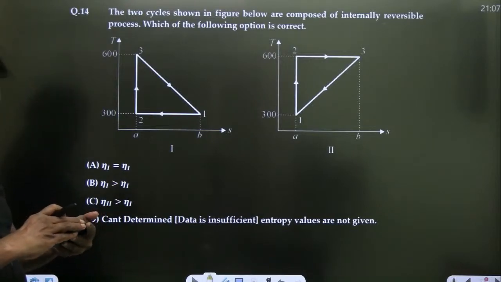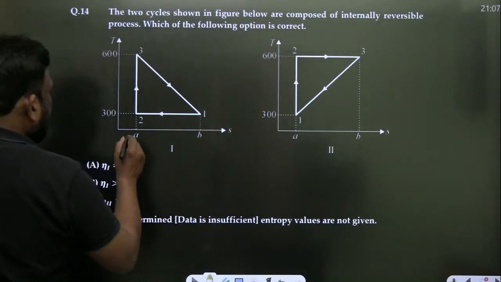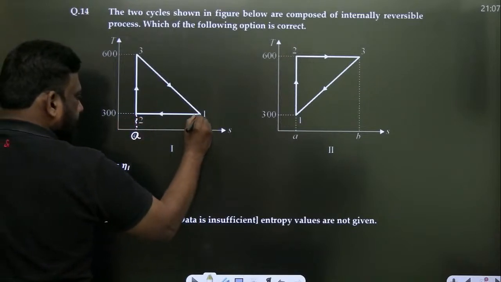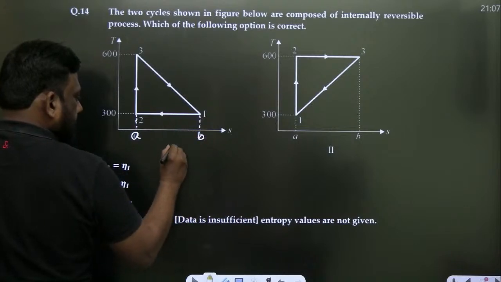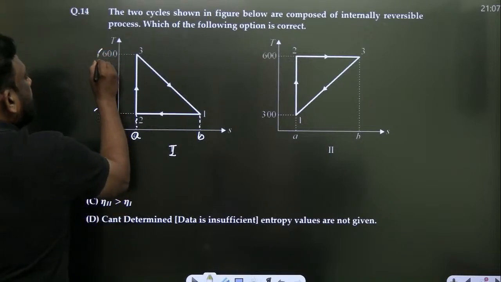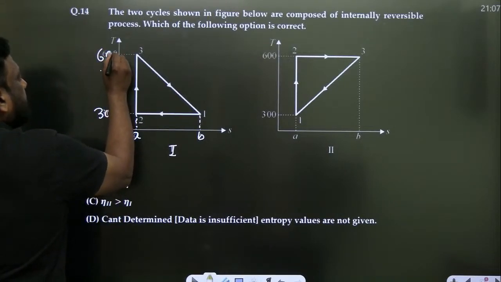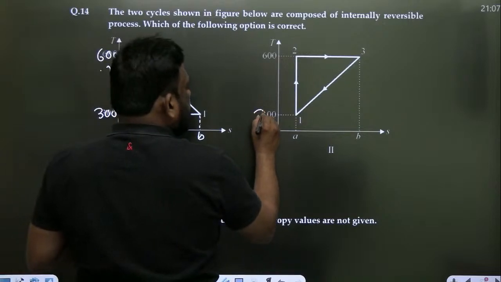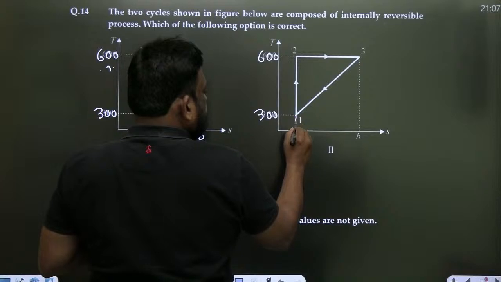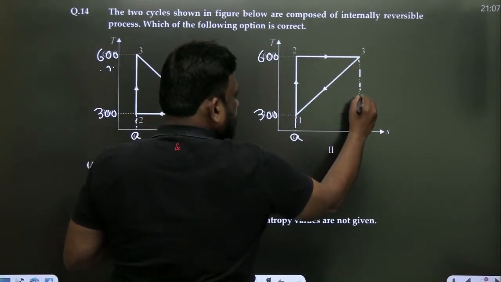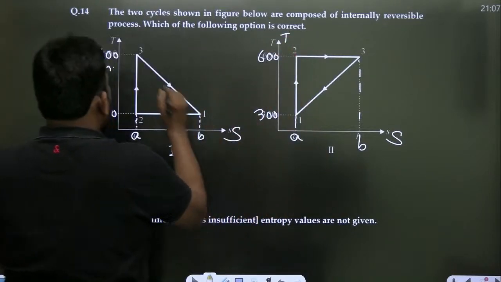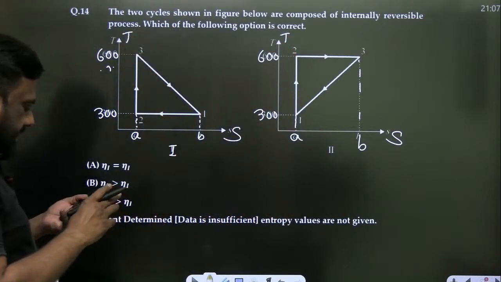दिख रहा है सर? Can you see the question? मैं बताता हूं, मैं थोड़ा हाईलाइट करता हूं सर. This is A, this is B, this is cycle 1, this temperature is 300 and this temperature is 600, this is 600, this is 300, this is 600 and this is A and this is B. It is entropy and this is temperature, this is entropy and this temperature. He is asking efficiency. कैसे कैलकुलेट करेंगे सर?